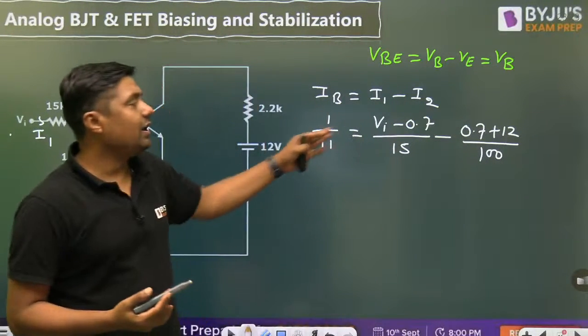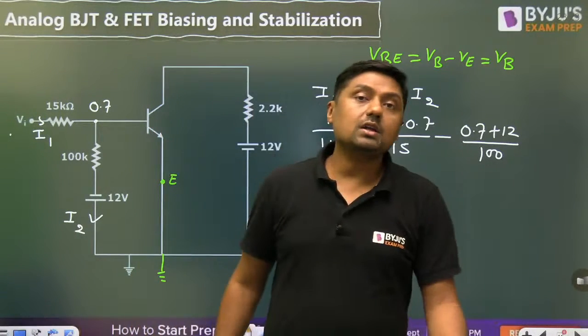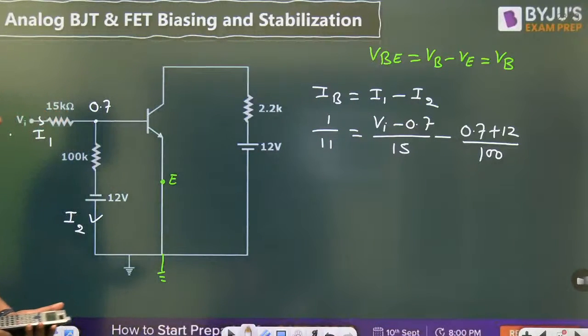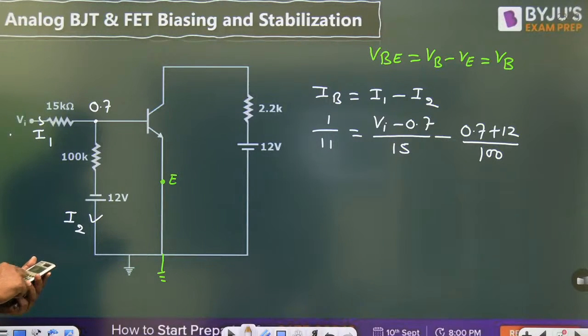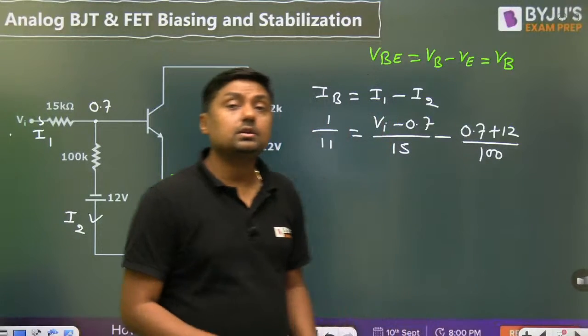Everything is over. Find the value of VI from this calculation. Very, very easy. What will be the answer for this question? Yes, please. So it will become 1 divided by 11 minus, that will become plus 12.7 divided by 100, 0.127, into 15, plus 0.7. You will get 3.96, nearly equal to 3.96.